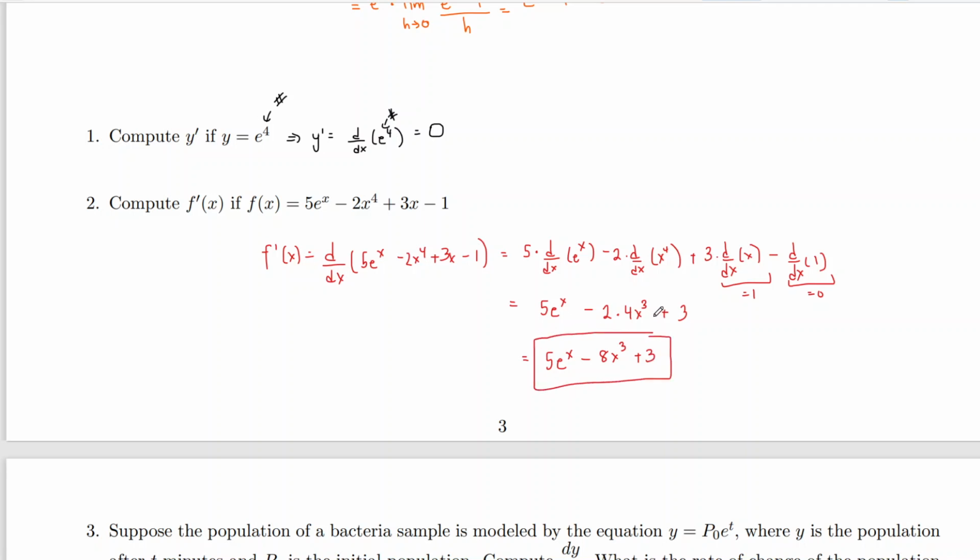Now, there's pretty much nothing we could possibly do with this formula because e to the x and x cubed are not matching types of functions. We couldn't set this equal to 0 and solve it. That's not possible to do by hand. Really, that's all there is.